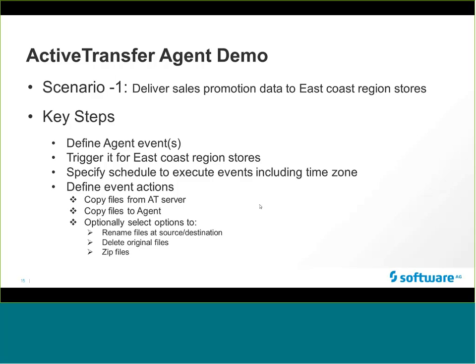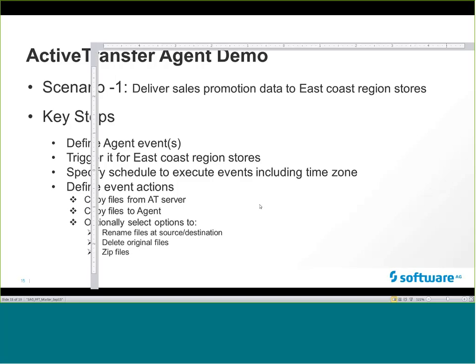And then you define the actions. You copy the files from the server in this case, because I'm delivering files to the agents. So I'm copying the file from the ActiveTransfer server. I'm picking up files, it could be from a virtual folder or a local file system on the server side, and then moving it to the agent. And then I can optionally select options to rename files, if I want to, at source or destination, delete the original files, and then zip files as well. Okay, so let me demonstrate that scenario.